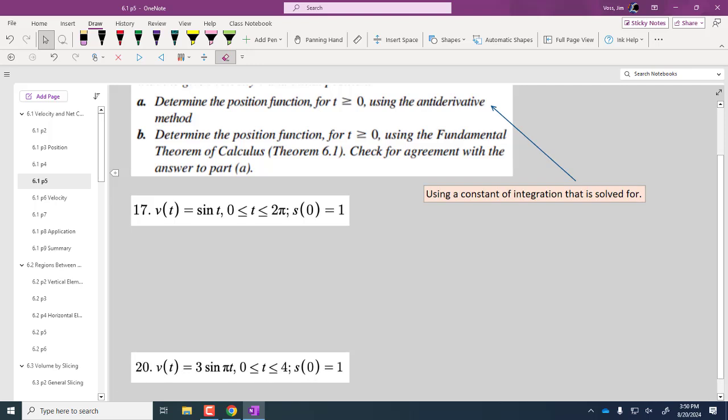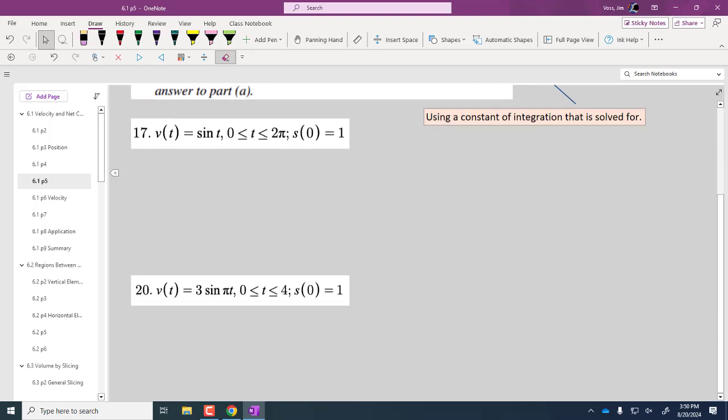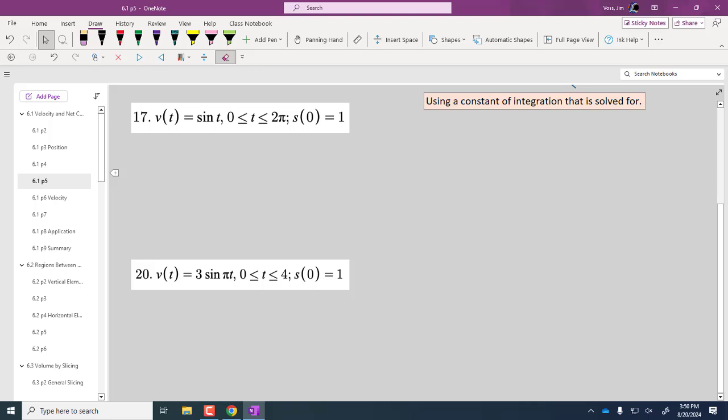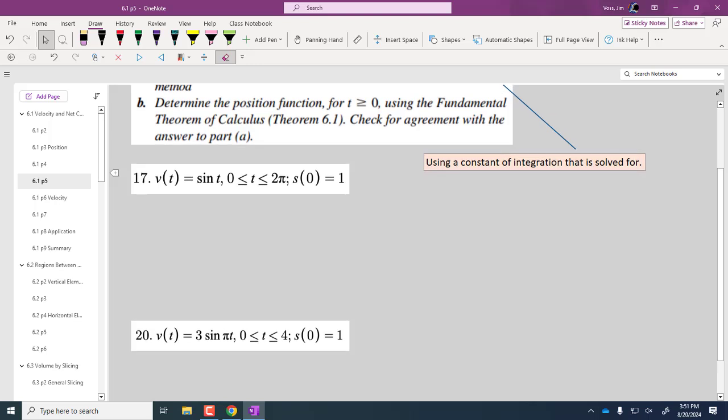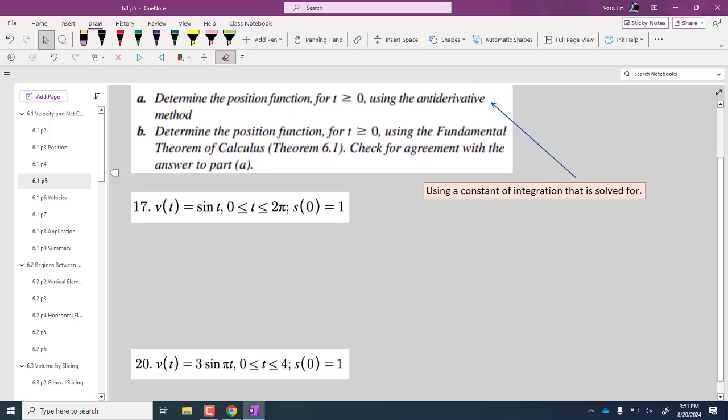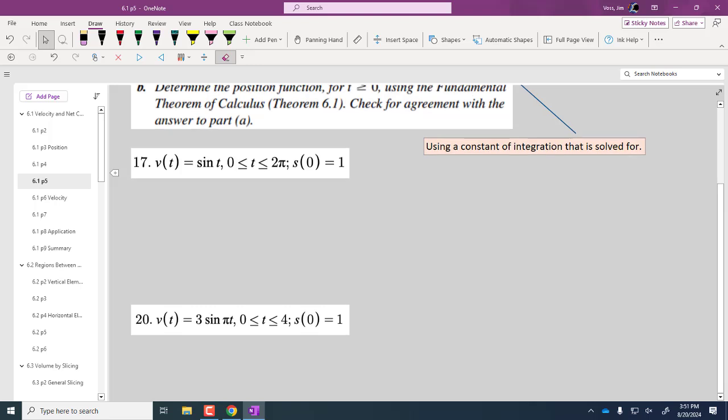Okay, so determine the position function using the antiderivative method. Determine the position function using the FTC. So they want us to do two different techniques to find the position function. I'm going to do the second one second and the first one first, just because.